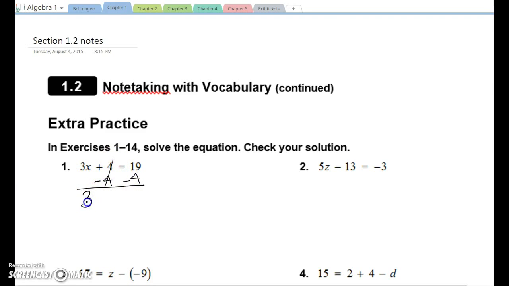I'm going to carry down my 3x, and that's going to be 15. Okay, as you notice, I subtracted 4 on both sides. So next I'm going to divide by 3. Okay, so 3 divided by 3 is 1, so x is 5. Now you can plug this back in and check. 3 times 5 is 15, plus 4 gives you 19.